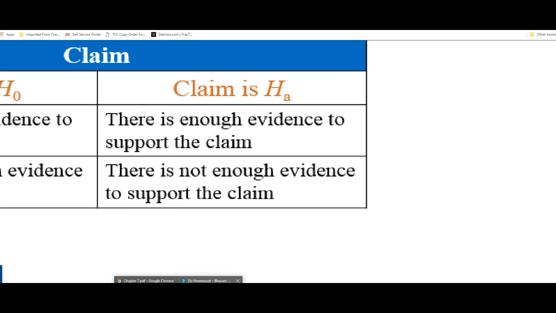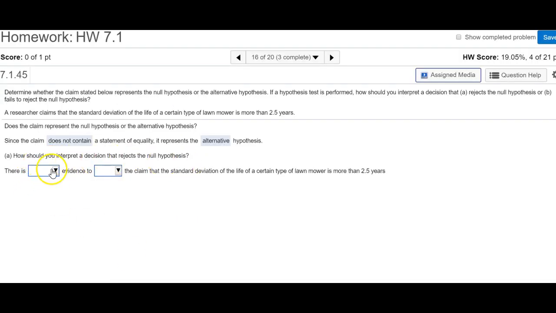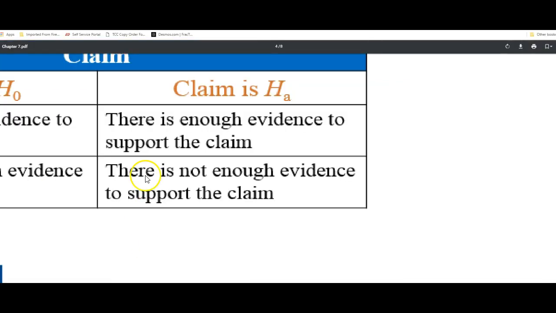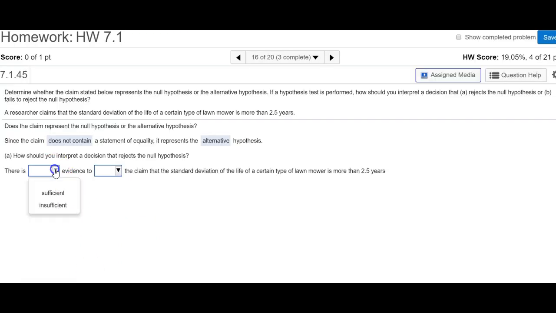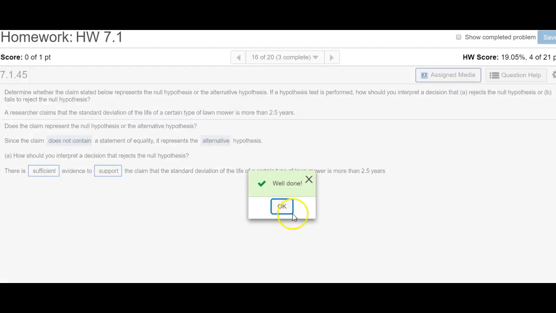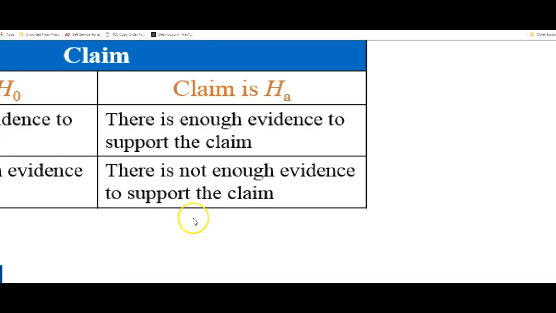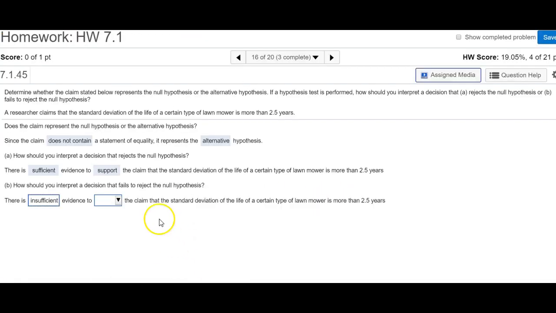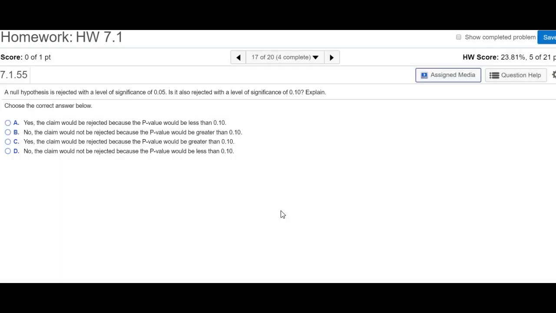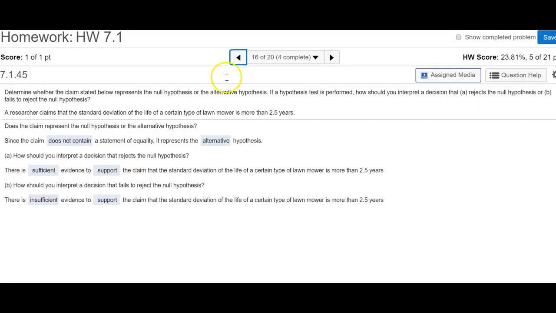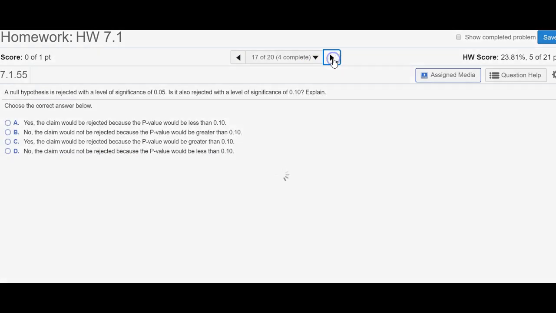So if I'm rejecting, how do you interpret the results when you reject? So what is the verbiage that I use? There is enough evidence to support the claim. Do you see the terminology here? Second one, there is insufficient evidence. There is not enough evidence to support the claim. There you go. Okay? Hope that helps. Let me see if there's any other problem that I want to do here.